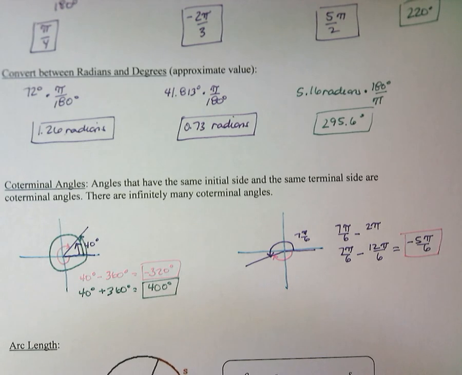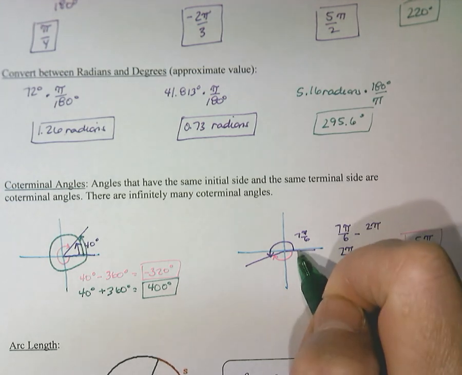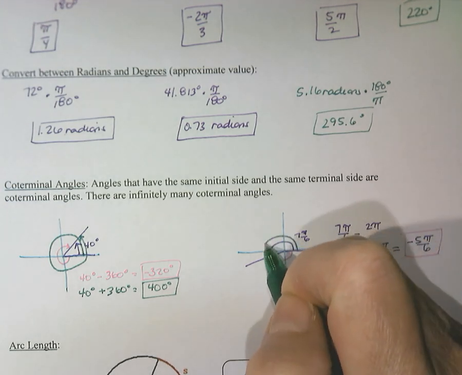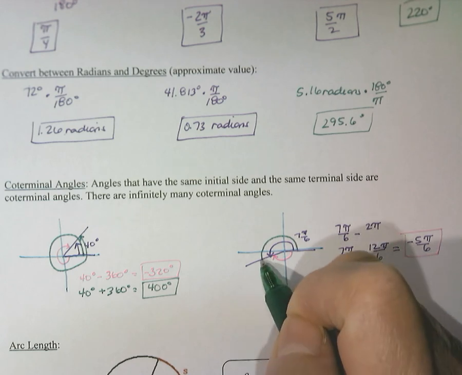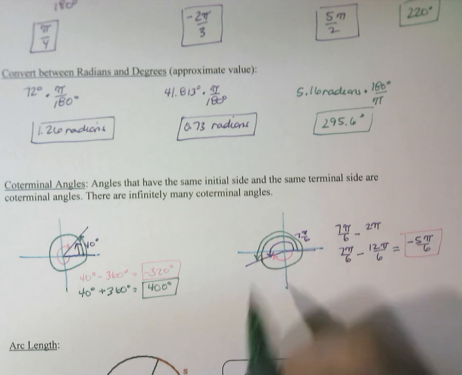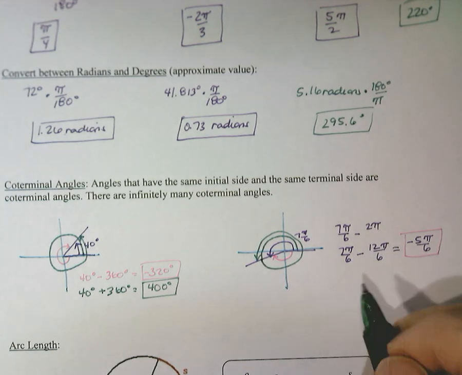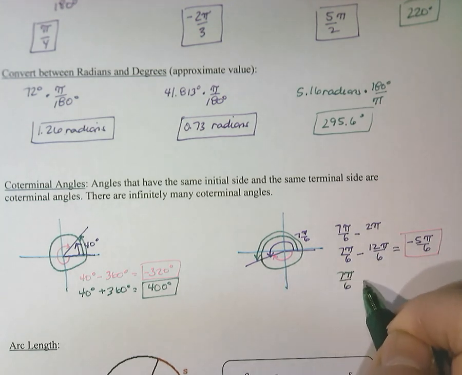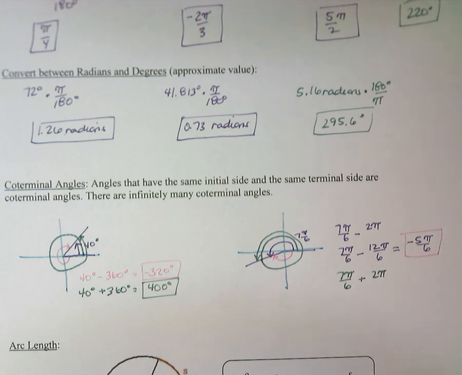And like I said, there are infinitely many of these. So I could go in the same direction I did the first time, but instead of stopping at the terminal side, I'm just going to keep going all the way around and come back to it again. So that would be 7 pi over 6 plus 2 pi. Get a common denominator, 7 pi over 6 plus 12 pi over 6. Gives me 19 pi over 6.